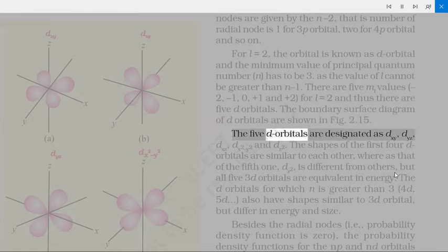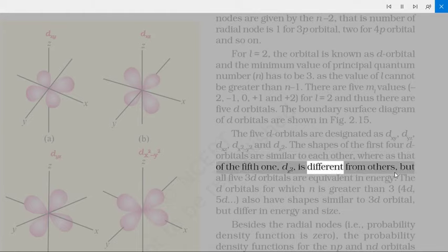2.15 The 5d orbitals are designated as dxy, dyz, dxz, dx2-y2 and dz2. The shapes of the first four d orbitals are similar to each other, whereas that of the fifth one, dz2, is different from others, but all five 3d orbitals are equivalent in energy. The d orbitals for which n is greater than 3 (4d, 5d) also have shapes similar to 3d orbital, but differ in energy and size.